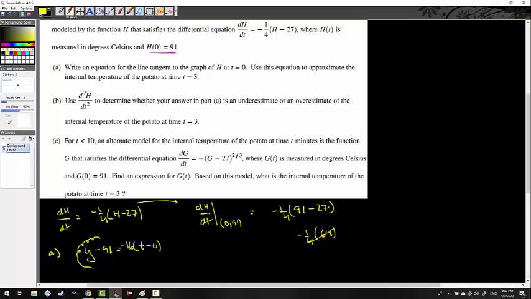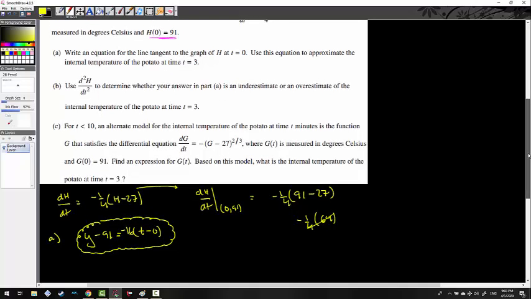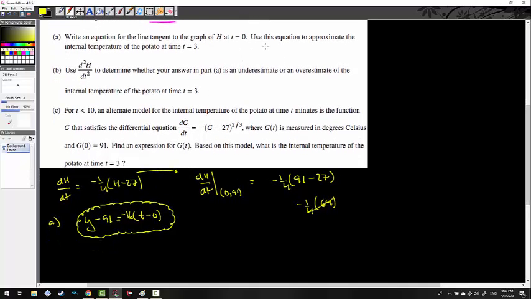So this is the equation of the line that you're going to be using in the second part of part A, which is to use this equation to approximate the internal temperature of the potato at t equals 3. That's a piece of cake. I'm going to plug 3 in for t. So I get y equals negative 16 times 3 plus 91. That's 91 minus 48, which is 43 degrees. So pretty simple problem.